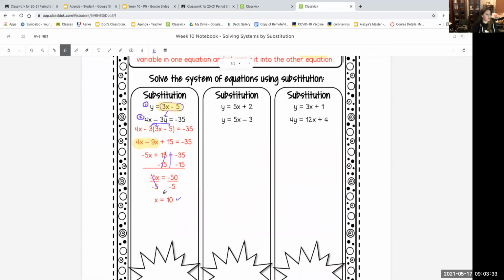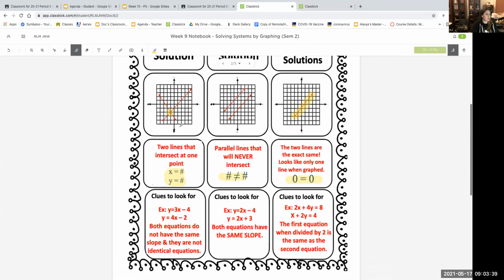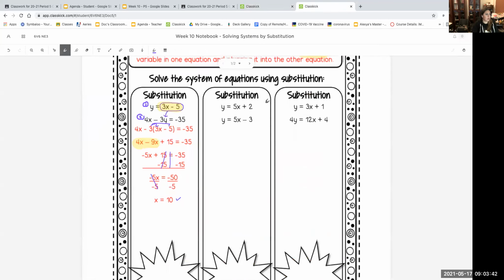So going back and forth, as soon as you get x equals a number, you know it's going to be one solution. So I'm looking for a point. What point are they intersecting? I know my x. However, that means I need to find where my y is at. So where is my y? How do I figure that out? Well, I'm going to take this 10 and plug it back into the original equation, and plug that into x.